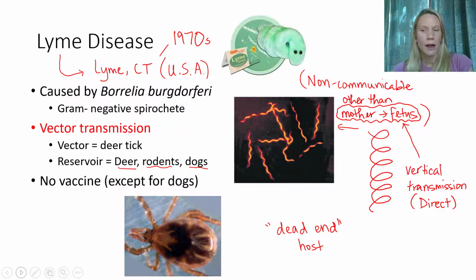Okay. There's no vaccine right now, except for dogs. So there is a dog vaccine. However, the vaccine in humans was a bit controversial. They actually did develop a vaccine for human use, but they decided to pull it from the market and do further testing on it once it was determined how complicated Lyme disease is, and also the effect Lyme disease has on the immune system. So let's talk about the stages of Lyme disease next.